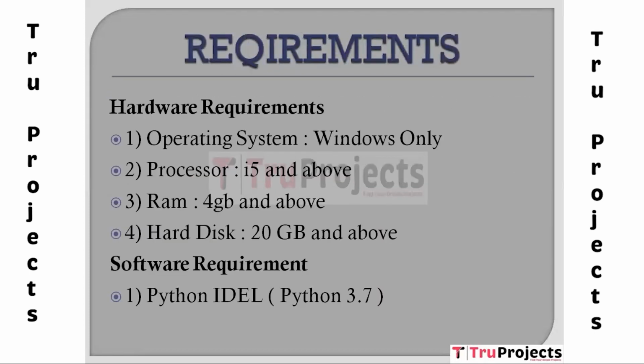Hardware requirements: operating system Windows, processor i5 and above, RAM should be 4 GB and above, hard disk should be 20 GB and above. Coming to the software requirements, we need to install Python with a version of 3.7.